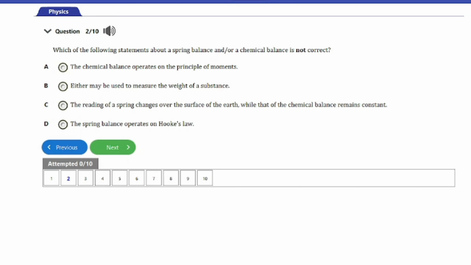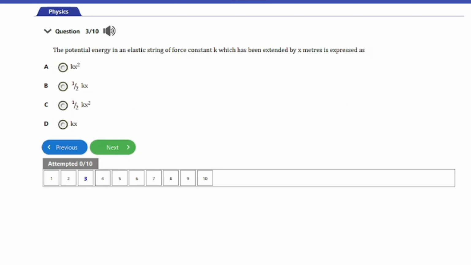So guys, the answer to this question is option B. If you check, all the options here are correct aside from option B. So that's it for this question. Let's go ahead and consider the next question, guys. That's question number 3.